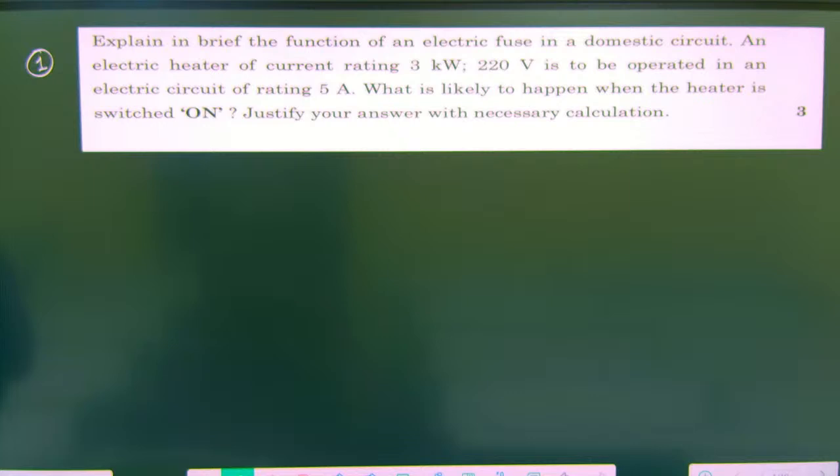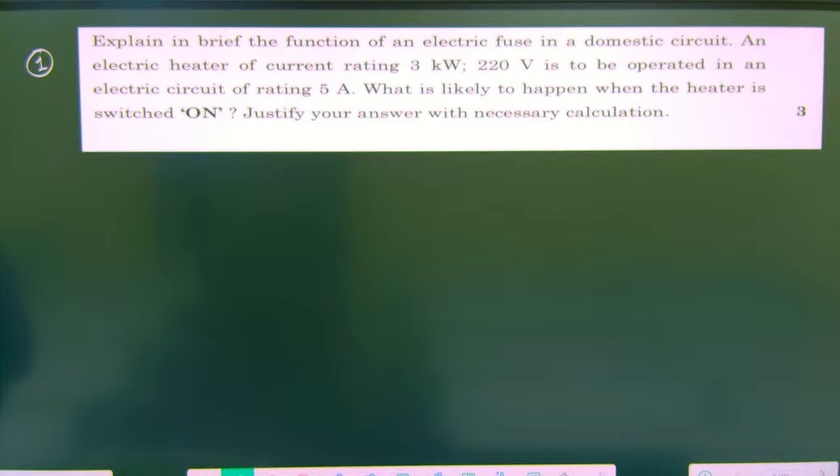Okay. Now this is one of the 3 marks questions. Okay, sound is coming clear. Video also, hope you can see.